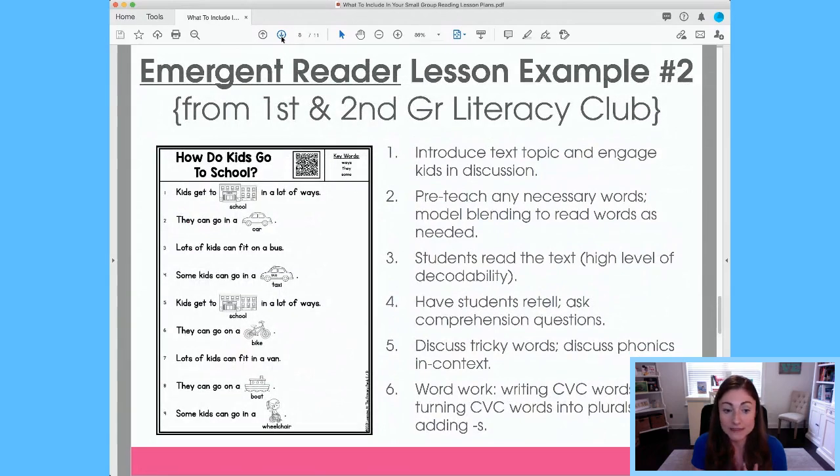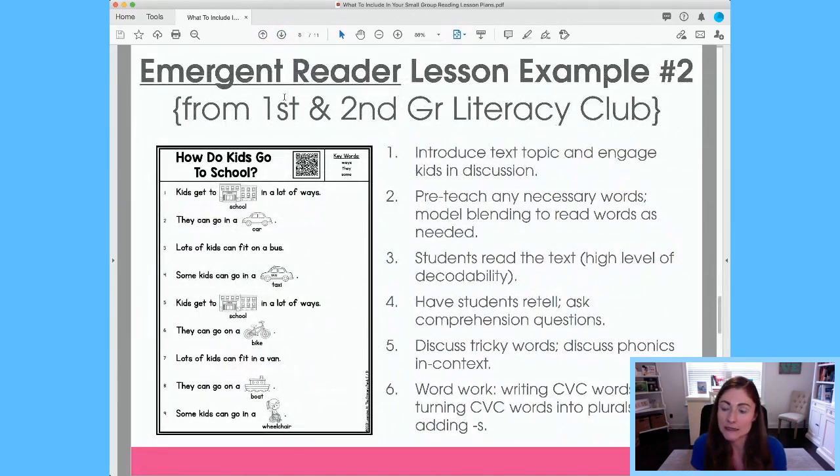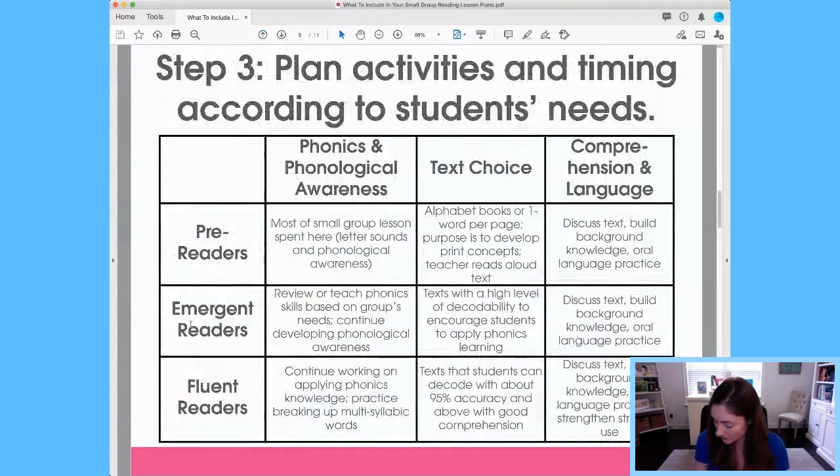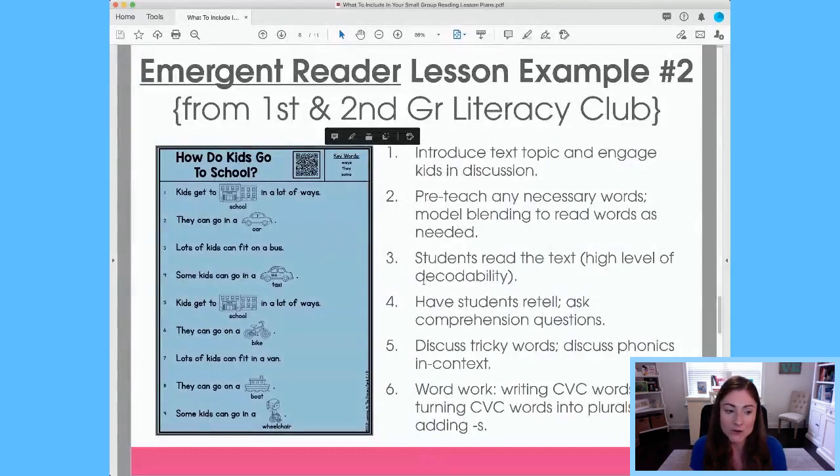Okay, next up, lesson example number 2. Because we did an early emergent, and now we're doing an emergent lesson example. And these materials are from our 1st and 2nd grade literacy club. So again, we're still pulling from this category of kiddos that are emergent readers, but their skills are a little bit higher here. They can read more words more easily. Maybe they're learning to read words with plurals. It's just a little more challenging.